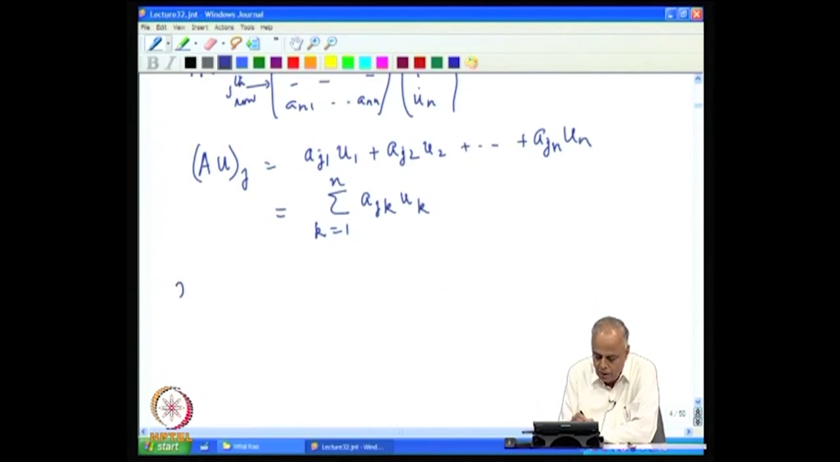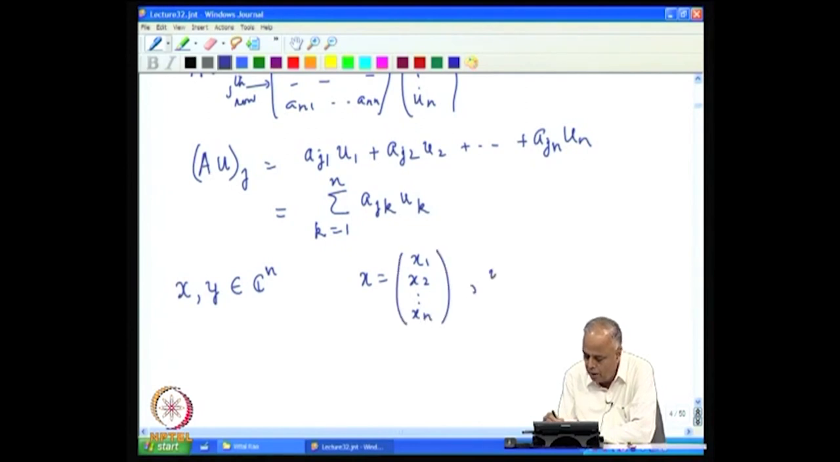Now, consider two vectors x and y in C^n, x is (x 1, x 2, ..., x n), y is (y 1, y 2, ..., y n).